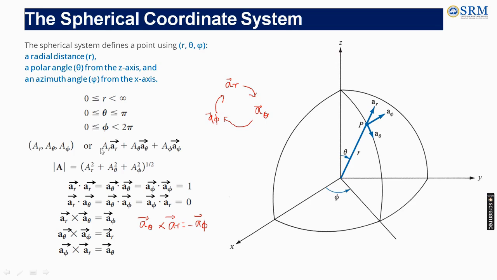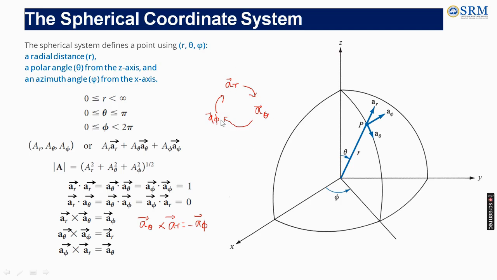How will I write a vector in spherical coordinates? The vector A is written as A_r, the component of A along the radial direction, times a_r cap, plus A theta times a theta cap, plus A phi times a phi cap. If I want to find the magnitude, I just take the square root of the sum of the squares of the components along each of the axes.